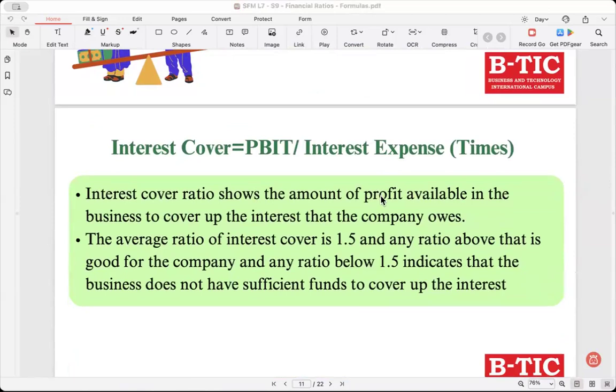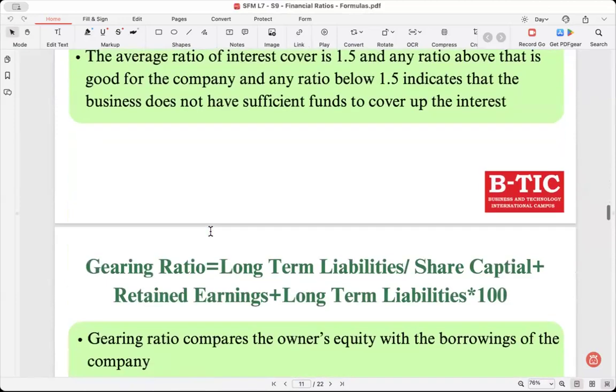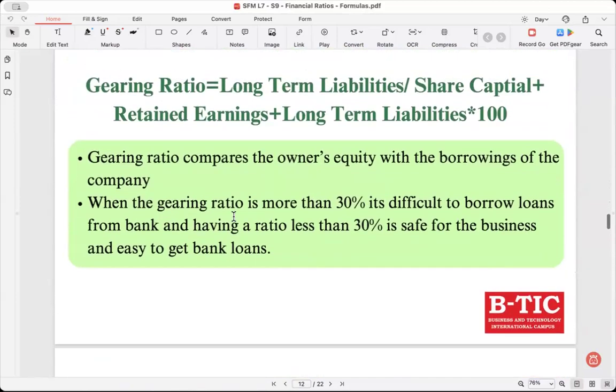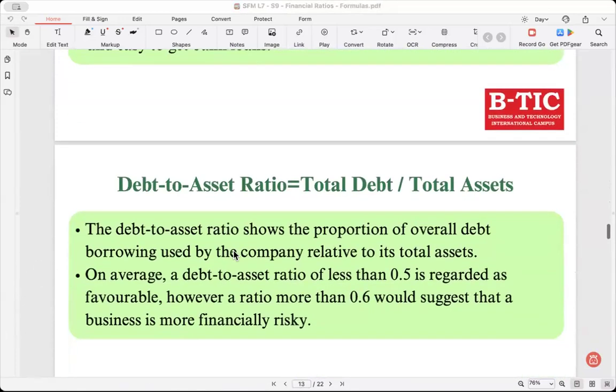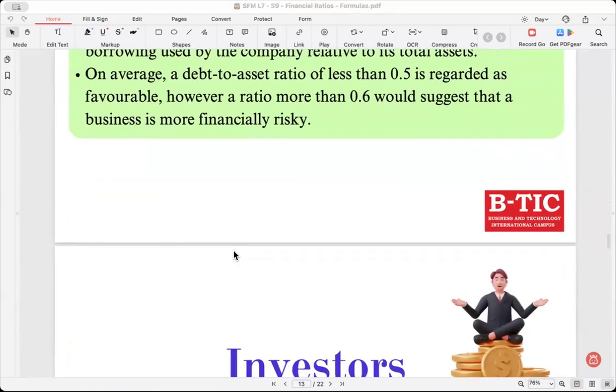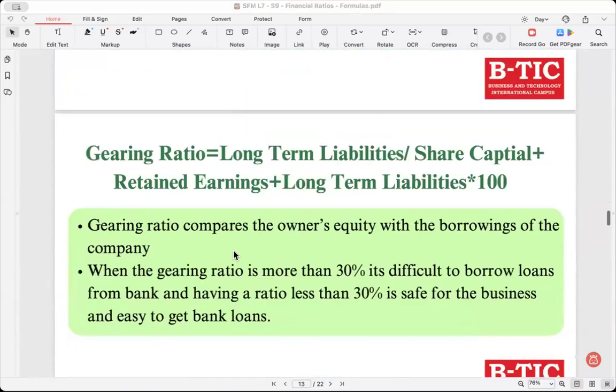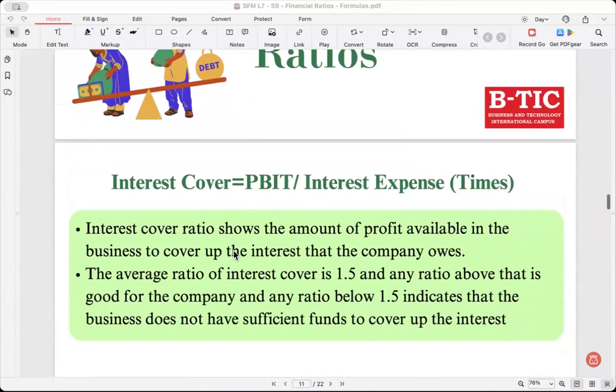The first ratio that we are going to cover under this is the interest cover ratio. Next, the gearing ratio, which is a very important ratio for companies. And then we have the debt to asset ratio. So first, let's look into the interest cover.